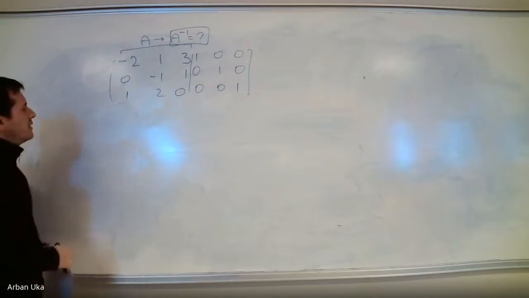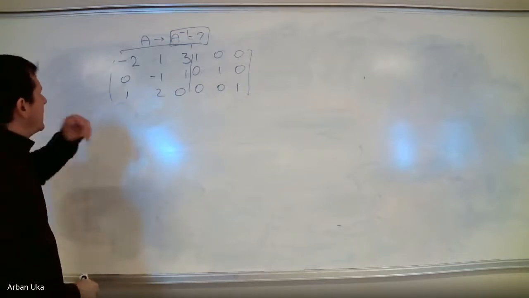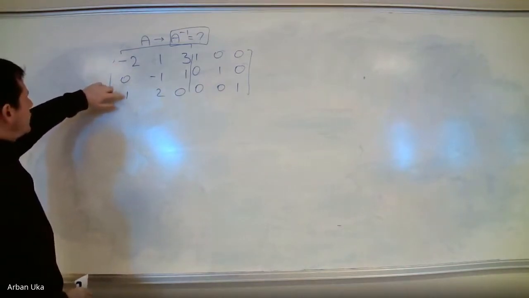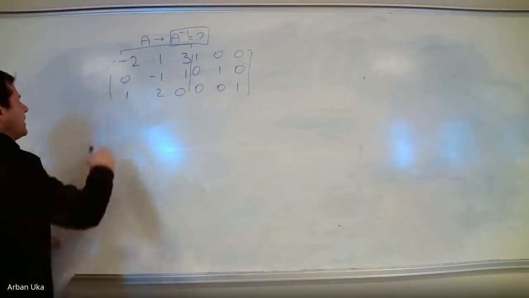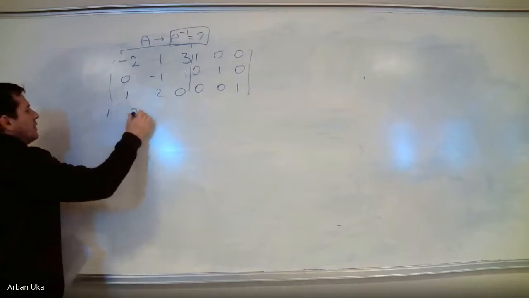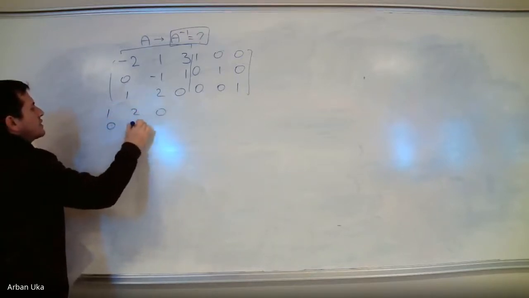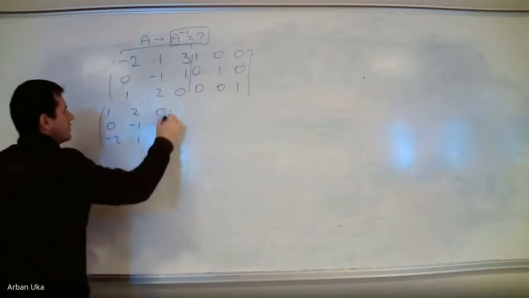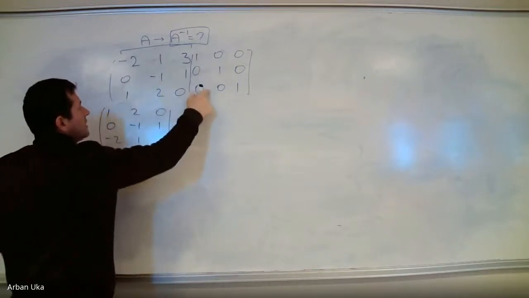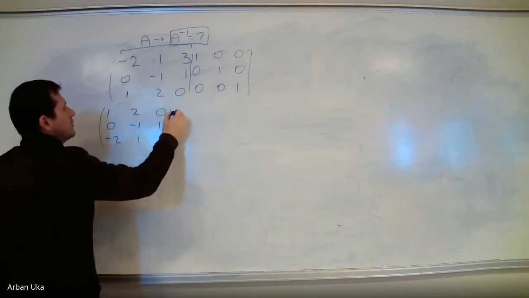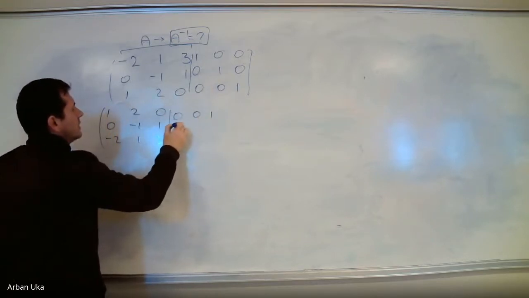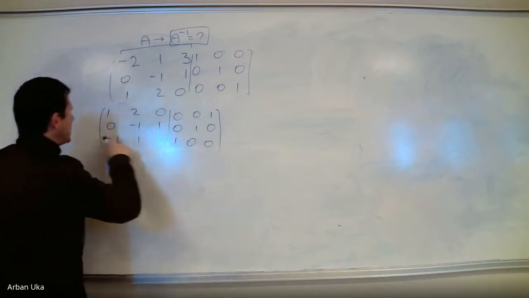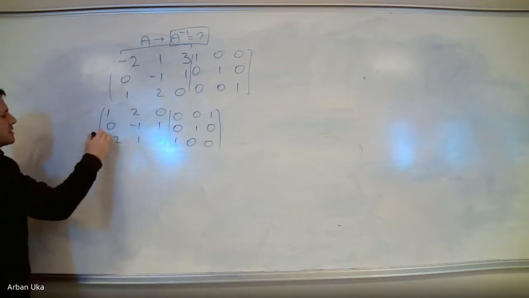A good trick would be to interchange row 1 with row 3, because we need to have a leading one, right? So let's follow this. This is 1, 2, 0, 0, minus 1, 1, minus 2, 1, 3. Okay, first step. Let's do the same thing in the identity matrix here, which is going to be 0, 0, 1, 0, 1, 0, 1, 0, 0. First step done.